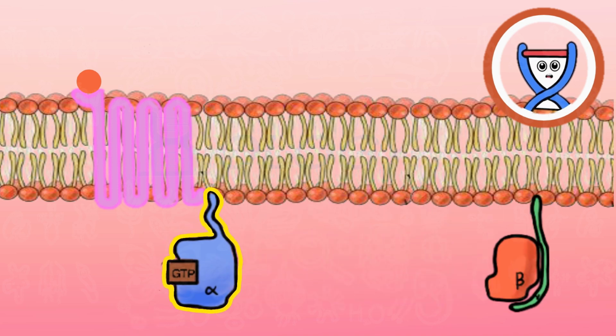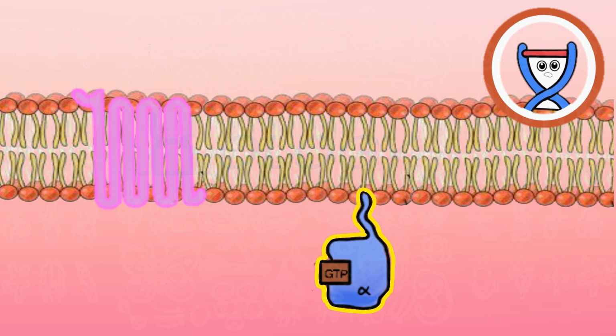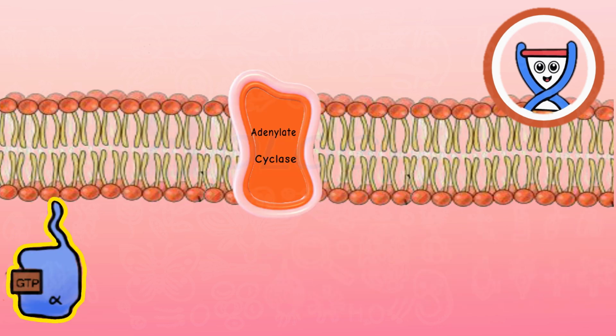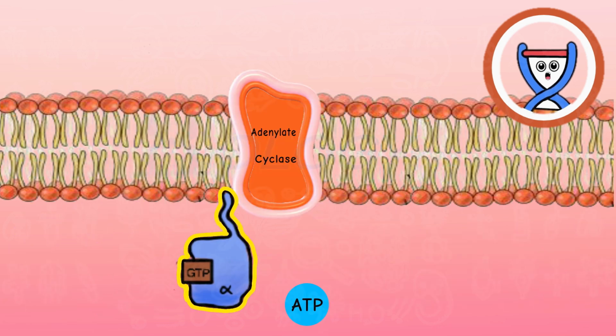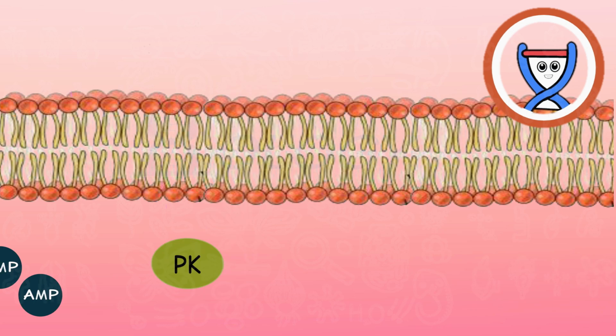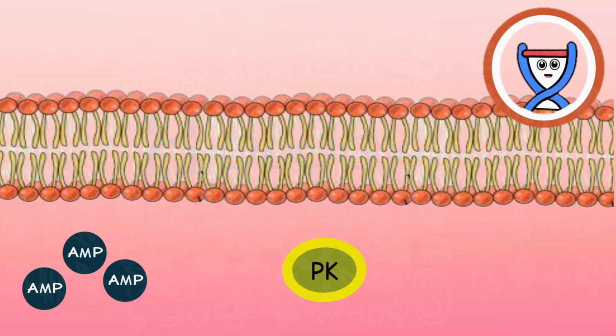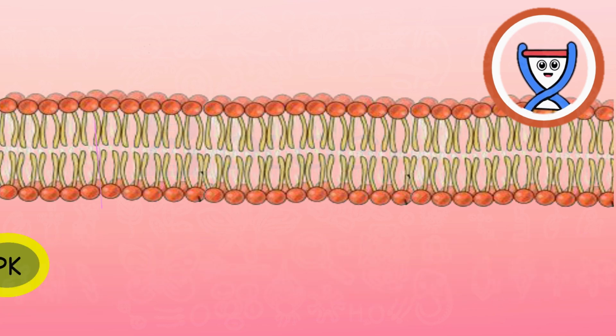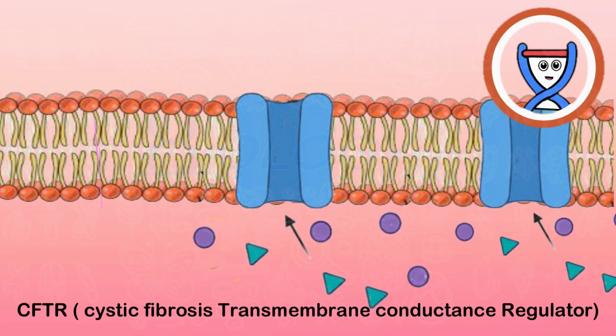separated from the other subunits. The activated G-protein binds and activates adenylate cyclase, which converts a small amount of ATP to cyclic AMP. Cyclic AMP activates protein kinase A, which induces numerous cellular responses, including the opening of ion channels, including CFTR, the cystic fibrosis transmembrane conductance regulator, which passes chloride ions out of the cell.